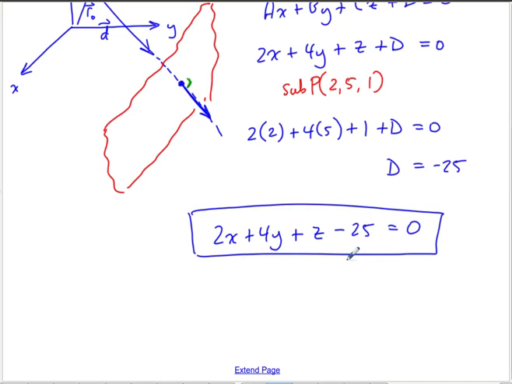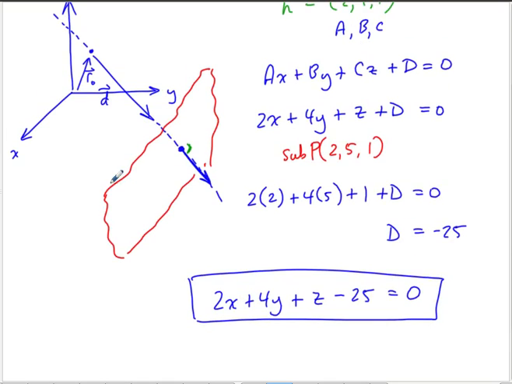That's the Cartesian equation of this plane that I have drawn very badly and has very little to do with the reality of the situation. I was just trying to illustrate this.